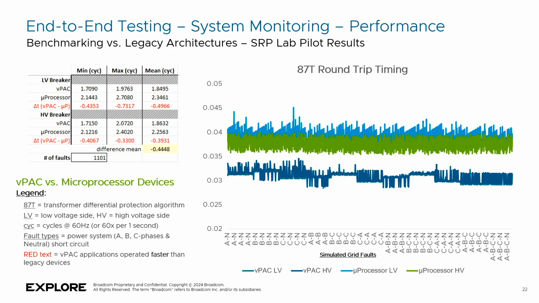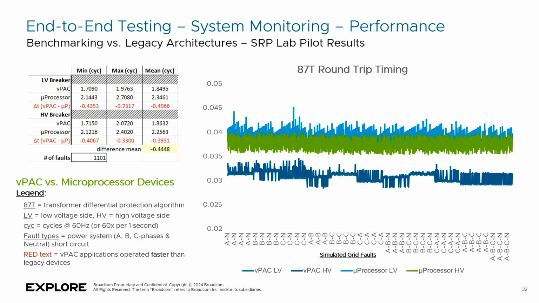The graph on the right is for one particular algorithm. This is transformer differential, for those of you familiar with the ANSI numbers, 87T. It is end-to-end. The y-axis represents timing. This is in seconds, which we're used to talking in cycles, the CYC there. So just divide those numbers by 60 hertz for us.